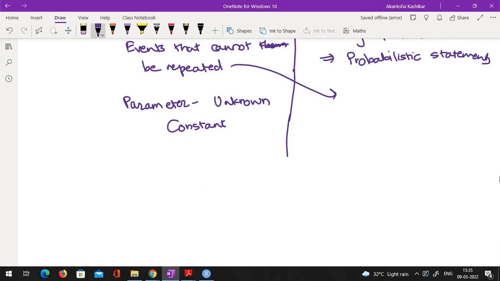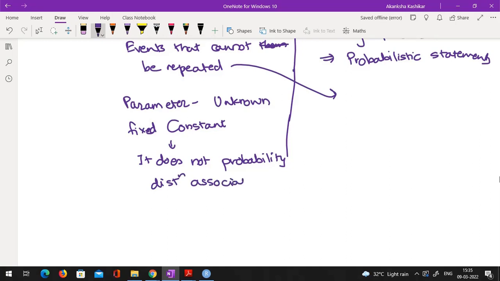And when I say it is constant, what I mean is it's a fixed constant, right? It's a fixed constant and it does not have any probability distribution associated with it. What do I mean by this? This actually creates trouble in interpretations, and that's why people sometimes favor the Bayesian approach more.